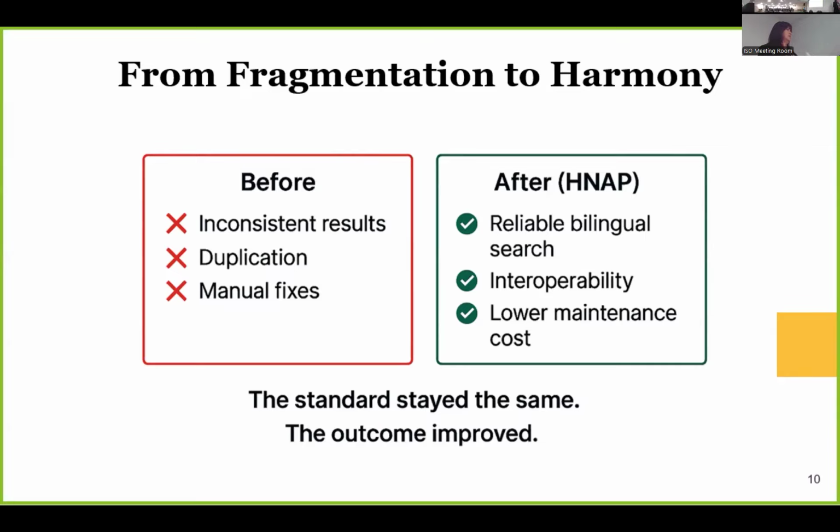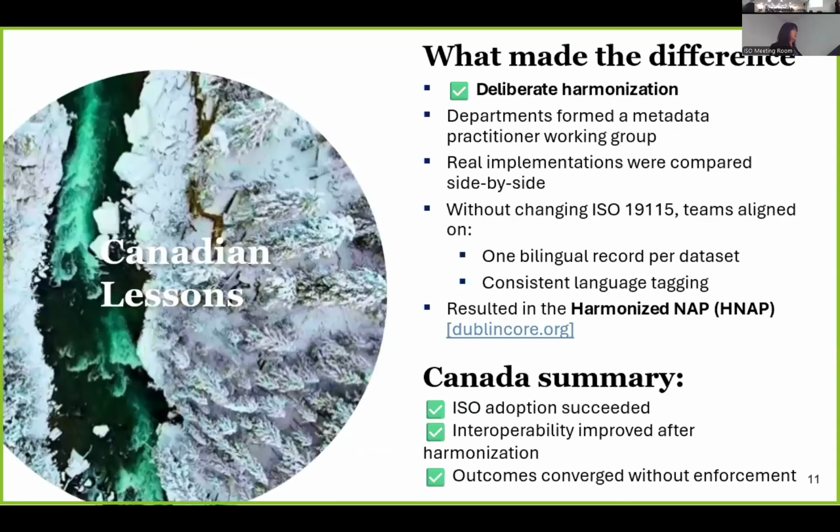We had inconsistent results, duplication, manual fixes, and the standards stayed the same, but the outcomes improved with HNAP through reliable bilingual search, interoperability, lower maintenance costs, etc. So the trade-offs became clear once people started seeing each other's implementations. So what made the difference is deliberate harmonization.